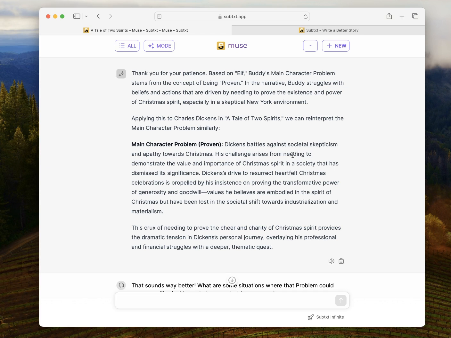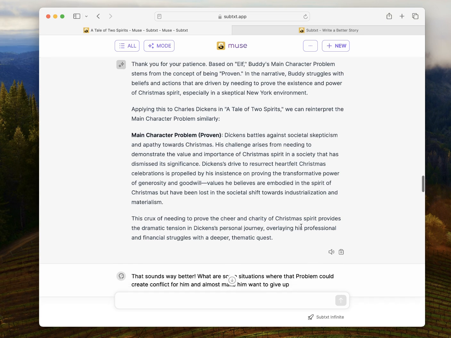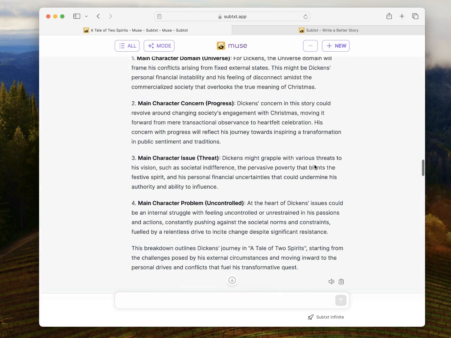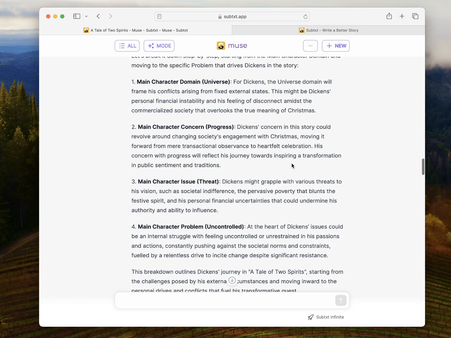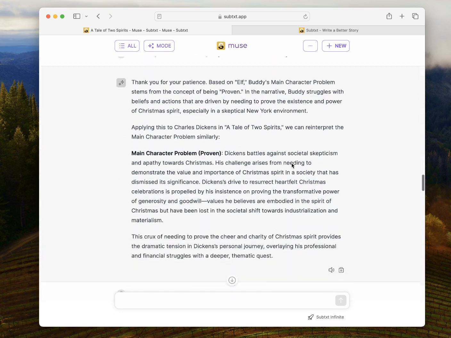So Dickens battles against societal skepticism and apathy towards Christmas. His challenge arises from needing to demonstrate the value and importance of Christmas spirit in a society that has dismissed its significance. So you can see that has echoes with what Buddy did in Elf. Dickens' drive to resurrect heartfelt Christmas celebrations is propelled by his insistence on proving the transformative power of generosity and goodwill. So again, there might be a couple of errors here, what you might consider hallucinations, but that is getting better and better day by day.